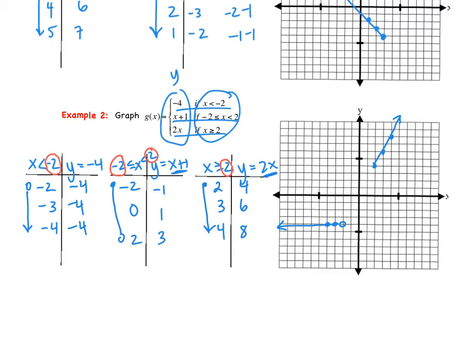So now we need to graph this. -2, -1 is an open circle. 0, 1 is closed. And 2, 3 is closed. And that's our second piece of the graph.